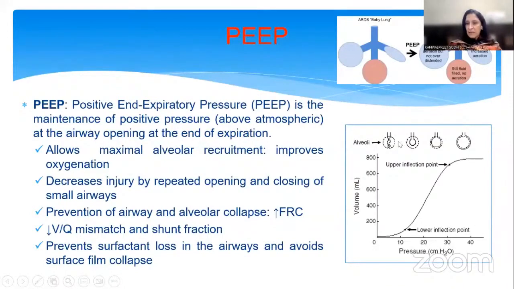What the PEEP does is it opens the alveoli, allows maximum alveolar recruitment and thereby improves oxygenation. It decreases injury from repeated opening and closing of small airways, prevents airway and alveolar collapse, and increases the FRC. There is decreased VQ mismatch, the shunt fraction is decreased, and surfactant loss is prevented by avoiding the repeated opening and closing of small airways. So thereby alveolar collapse is prevented.